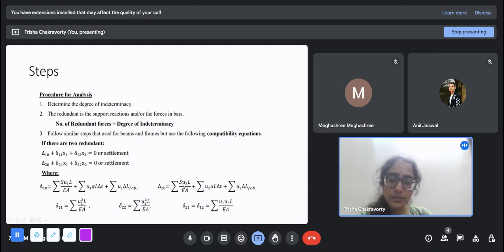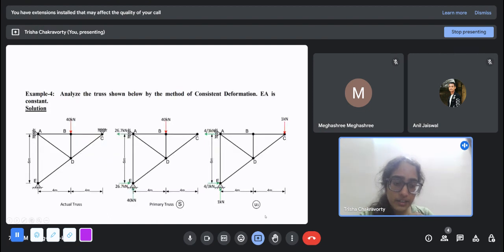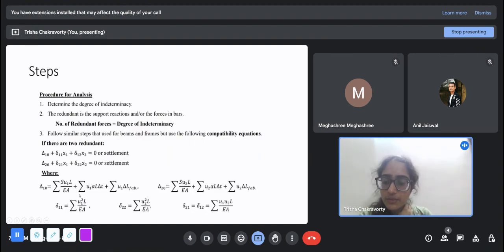Delta 20 is the sum of S U2 L by EA. Now what is this U2? If the truss is two times redundant, there will be two redundant trusses. There will be one primary truss and two unit load trusses, so in total three trusses: S, U1 and U2. Delta 11 is the sum of U1 squared L by EA, delta 22 is the sum of U2 squared L by EA, and the coefficients delta 12 and delta 21 are equal to each other, and that is the sum of U1 U2 L by EA.